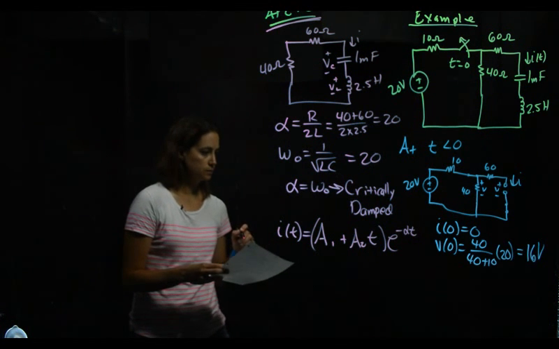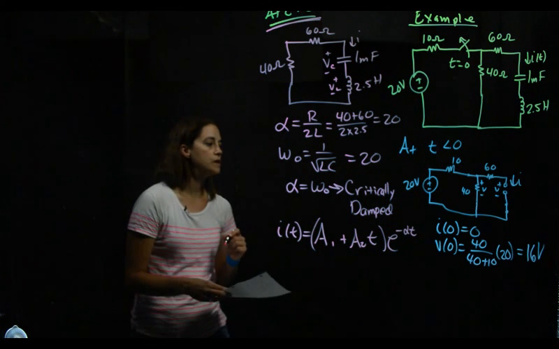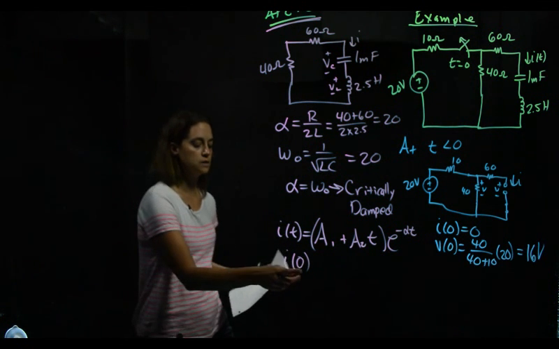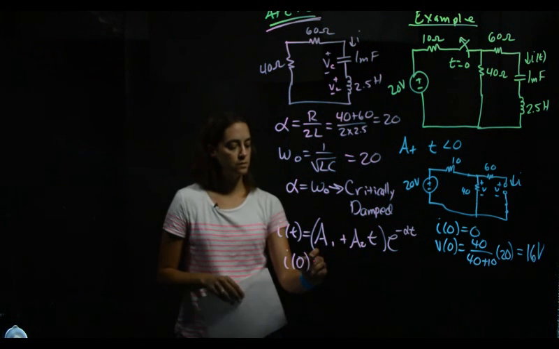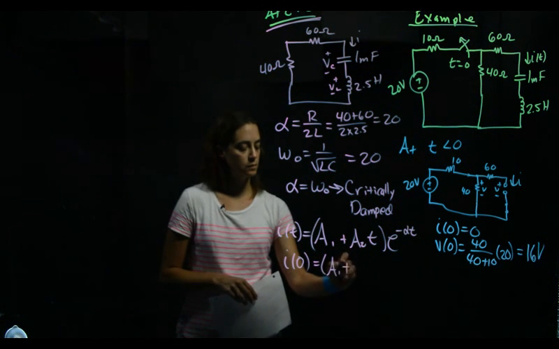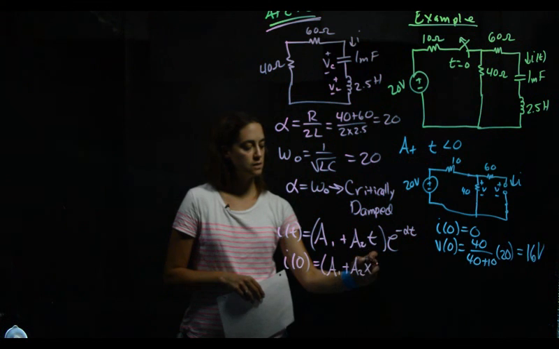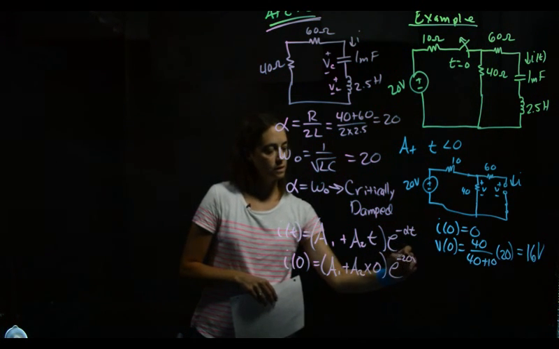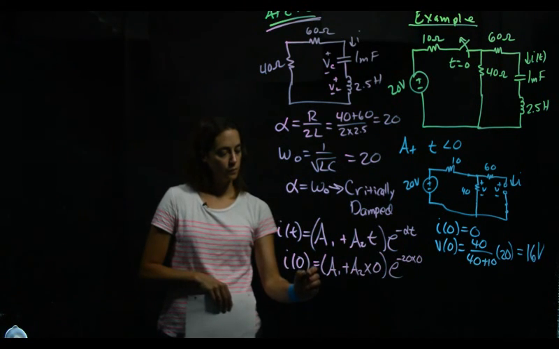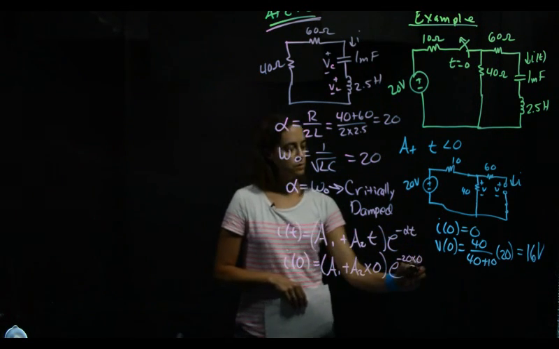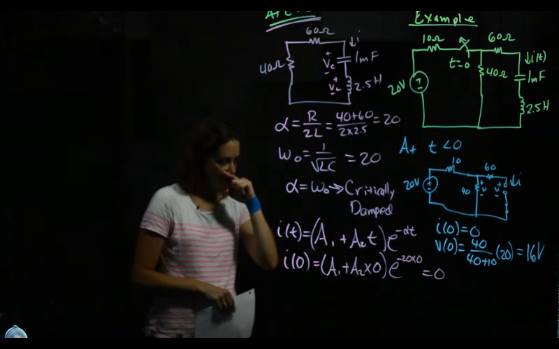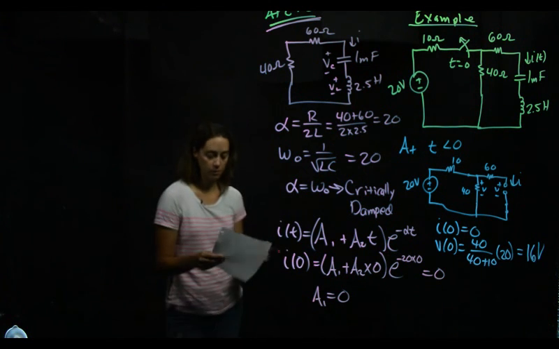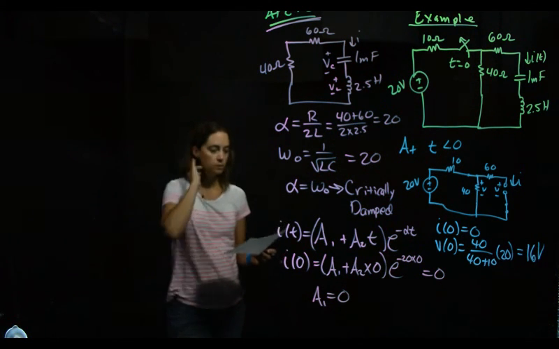Okie dokie. Good. Well, we do have one initial condition that we can go ahead and plug in. Plug in 0 for t. i of 0 is equal to A1 plus A2 times t, which is now 0, e to the minus 20 times 0. i of 0 was equal to 0. So if I solve this, I have A1 equals 0. All right, got rid of one right away. That is super. We like when that happens.